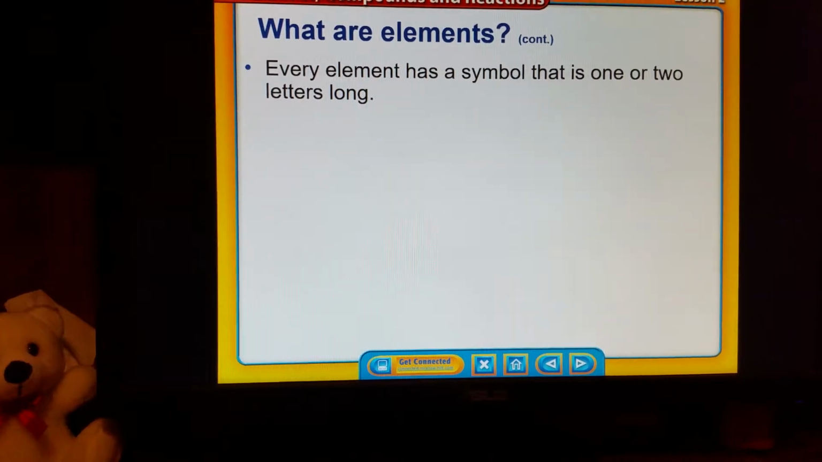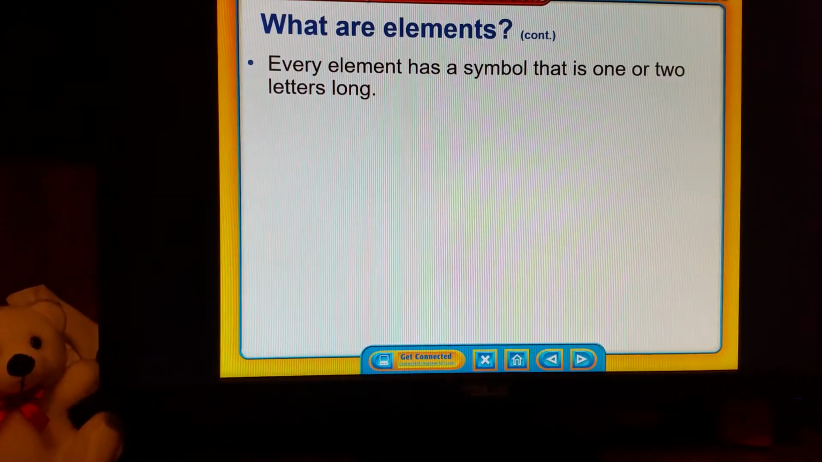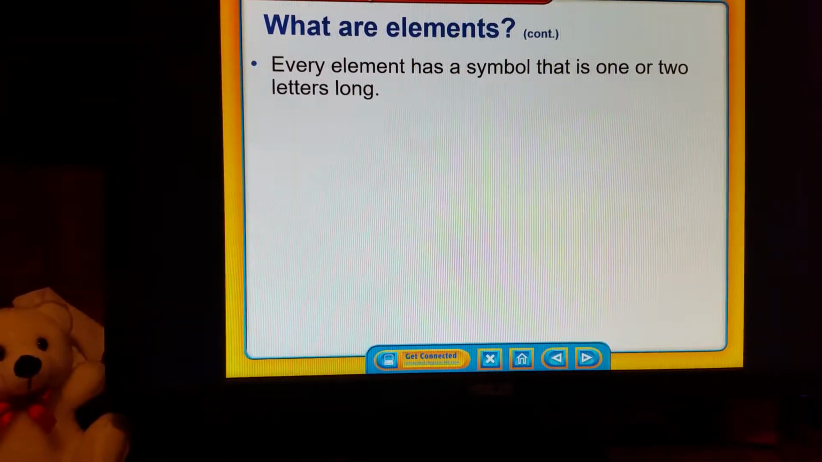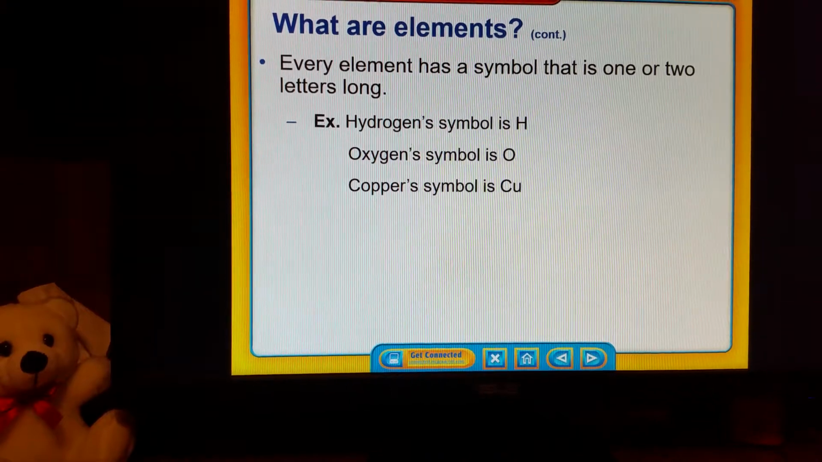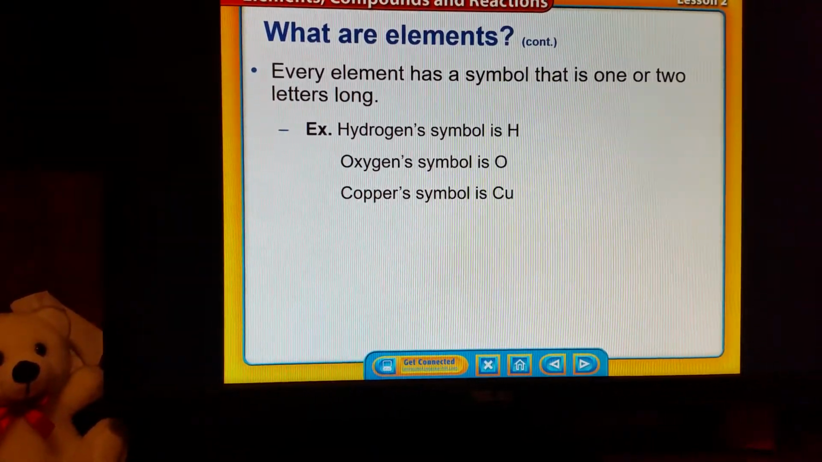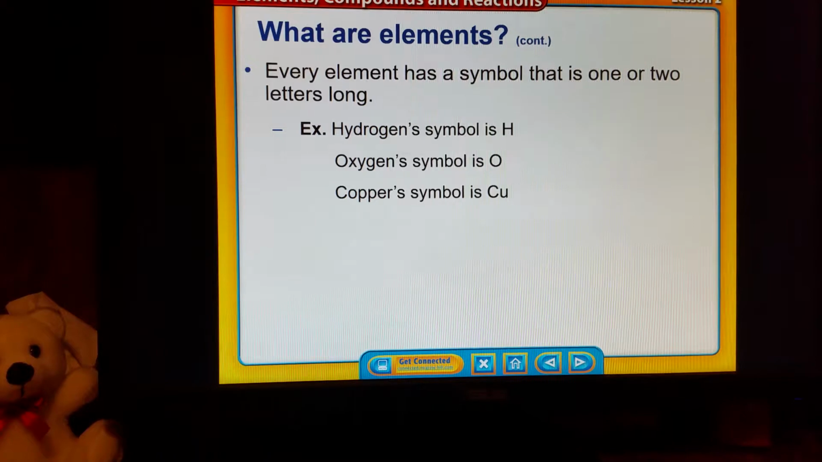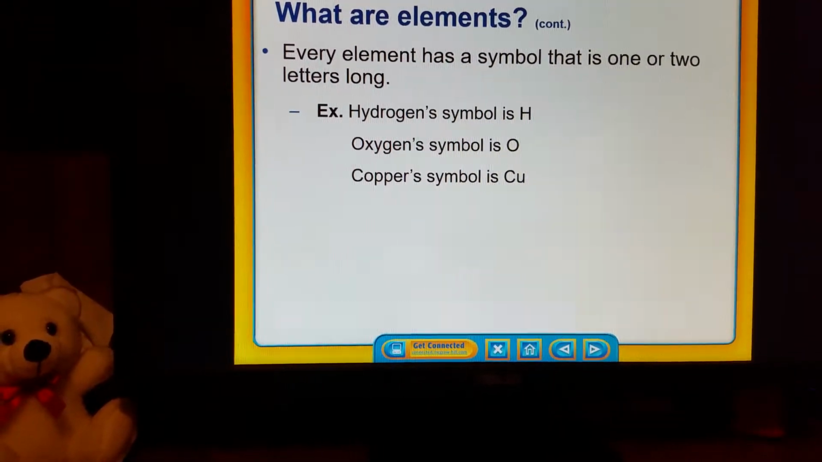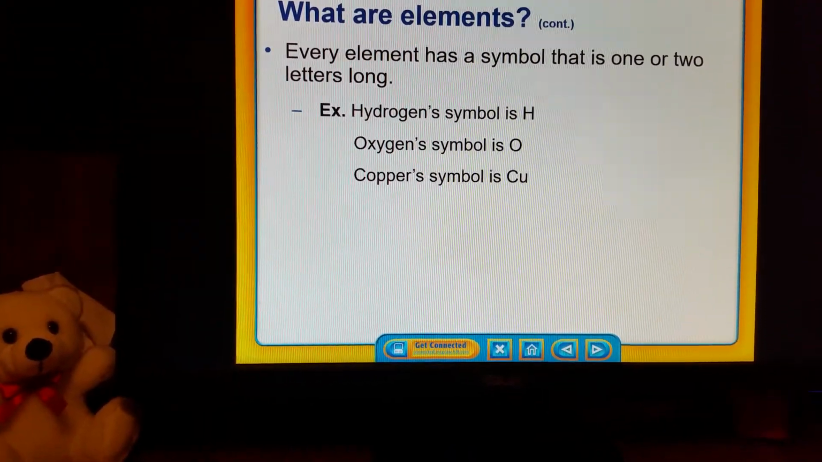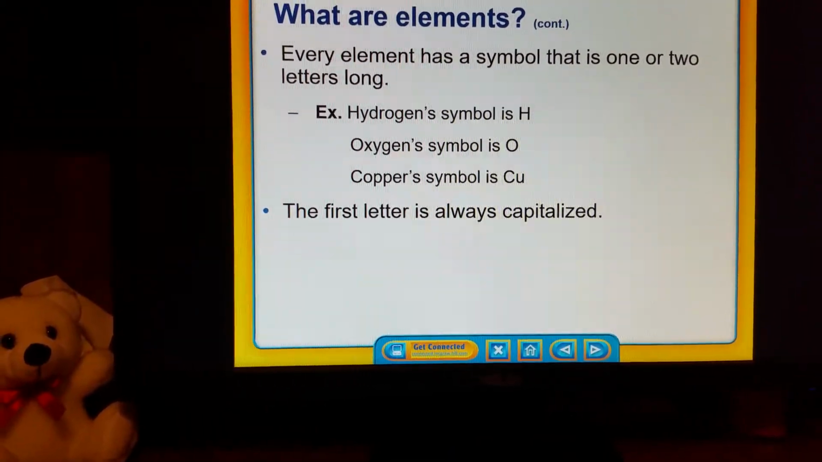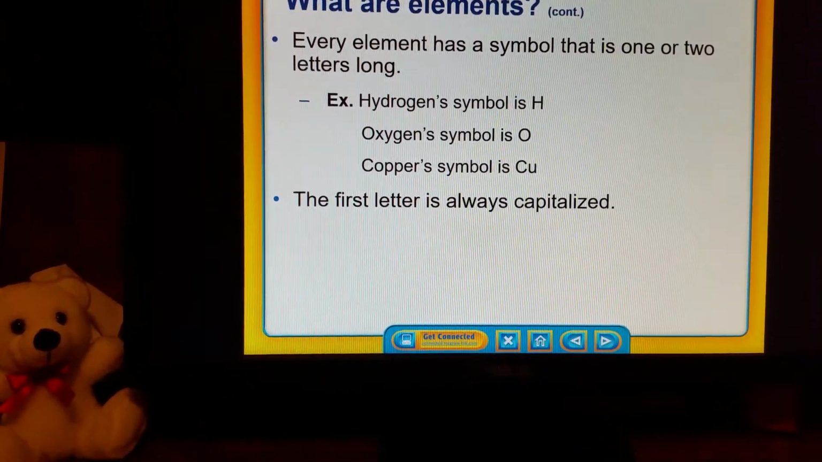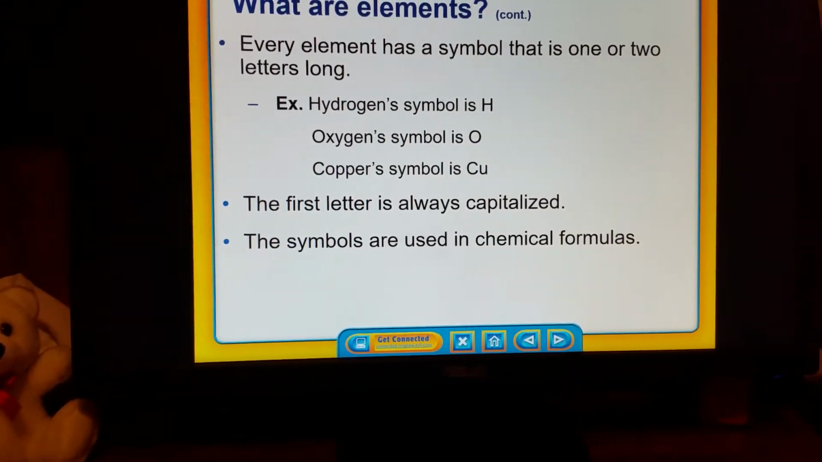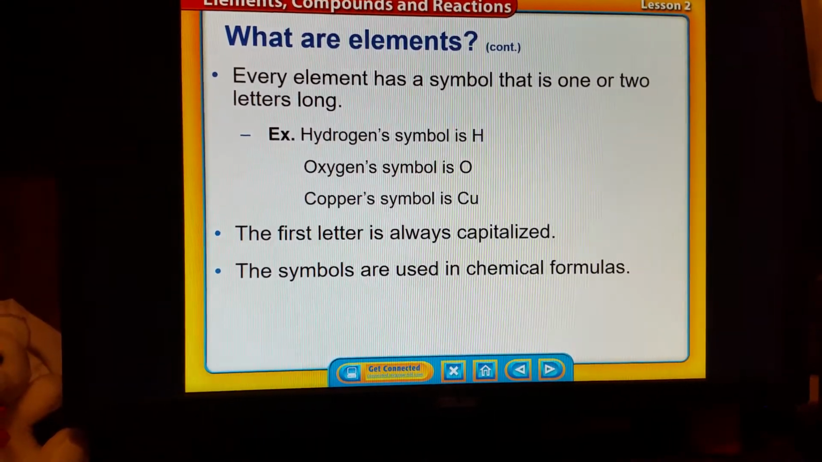Every element has a symbol that is 1 or 2 letters long, boys and girls. As we discussed in class, remember when we write our symbols, we have to make sure we write them correctly. For example, hydrogen's symbol is capital H. Oxygen's symbol is capital O, and copper's symbol is capital C, lowercase u. Remember, the first letter is always capitalized, no matter what we write. The symbols are used in chemical formulas.